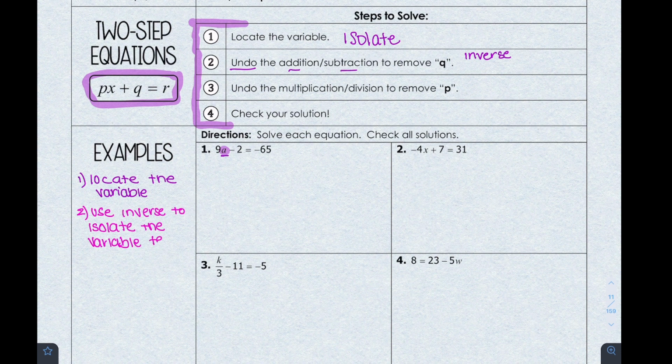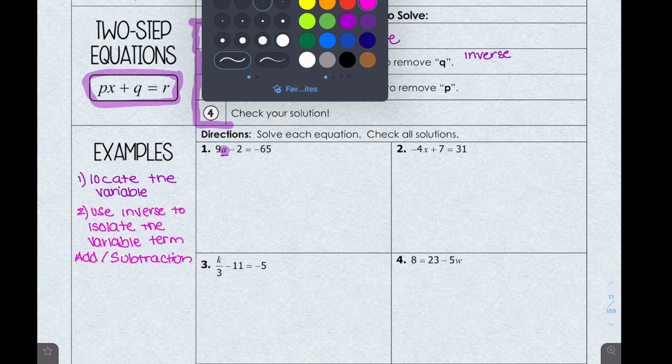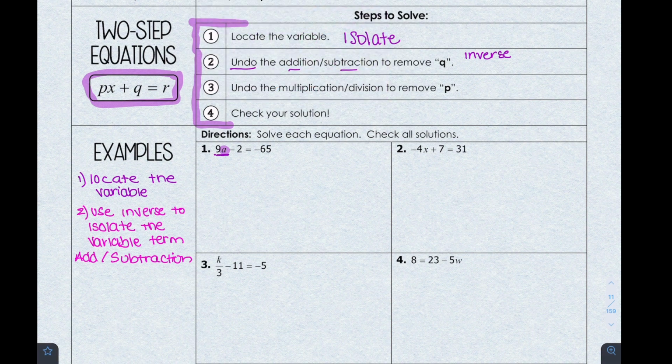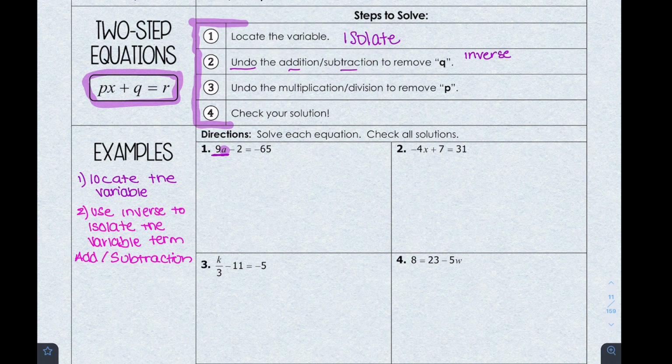Notice the wording I had here. We do this always through addition or subtraction if we're doing this right steps, because this is a two-step equation. So if I take a look, we have my variable term. My variable term is 9a. So I'm going to isolate that. I'm going to get that by itself by doing the inverse of -2. Remember, that's -2. So the inverse of a subtraction is addition.